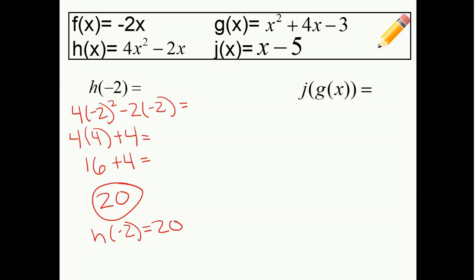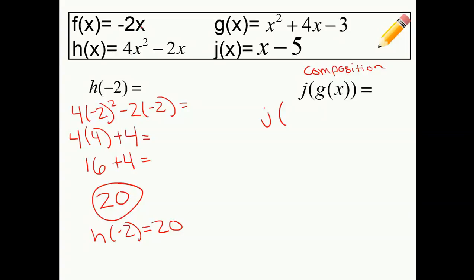Now, notice how that next one, the inside is not a number. It's an actual function. So how this is read, this is j of g of x. This is what's known as a composition. And these are a little funky to get past, but they're actually not too bad once you get used to them. What we're going to do, I'm going to take what is g of x and put it into the parentheses. So I'm going to have j of, what is g of x?